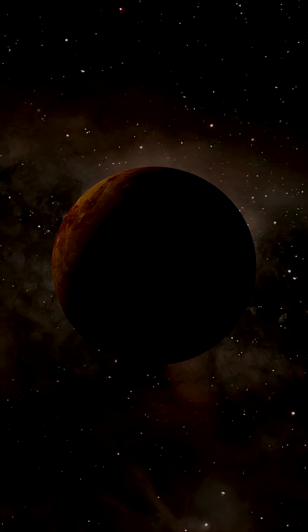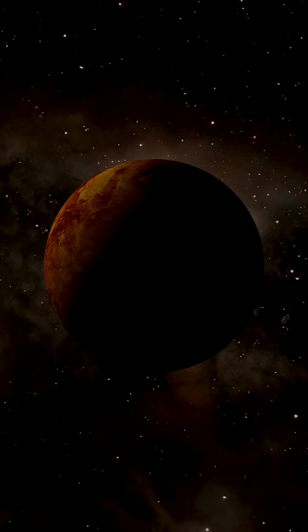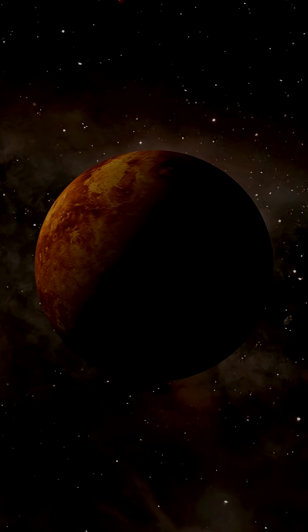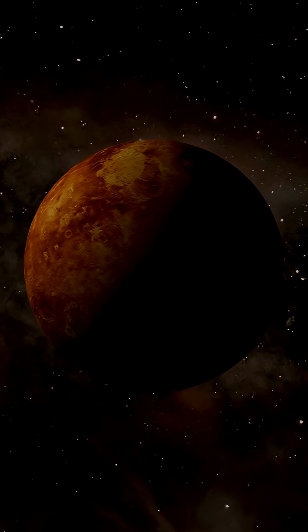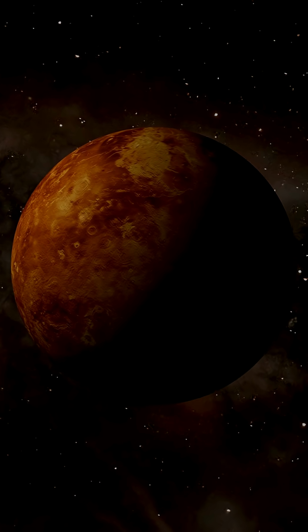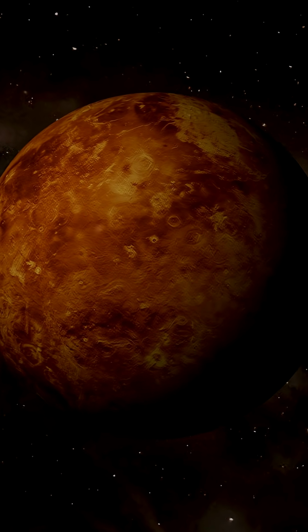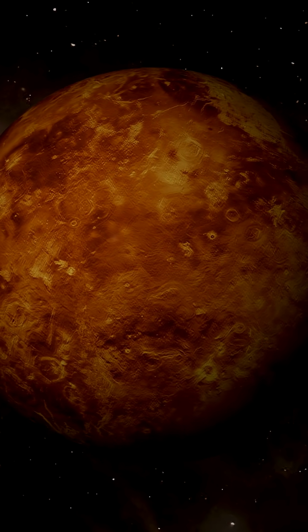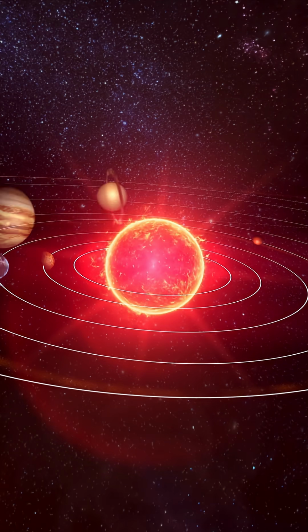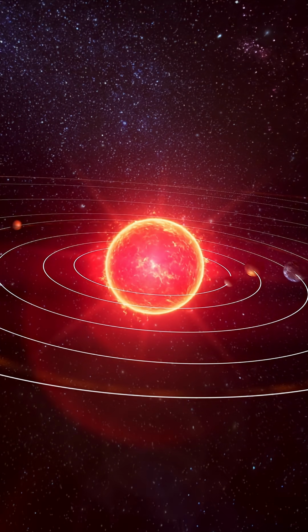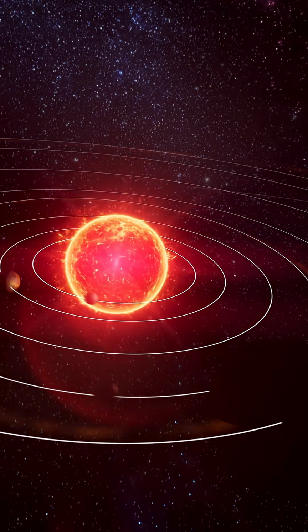Venus, the second planet from the Sun, yet hotter than Mercury, which is closer. Its surface temperature reaches a scorching 475 degrees Celsius. But how can it be hotter than a planet that's nearer to the Sun? The answer lies in its thick carbon dioxide atmosphere.